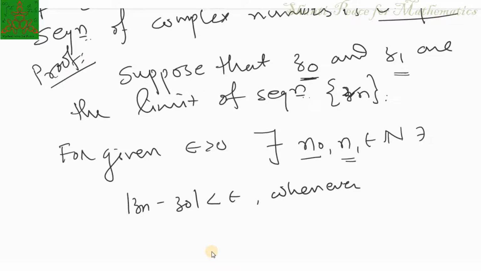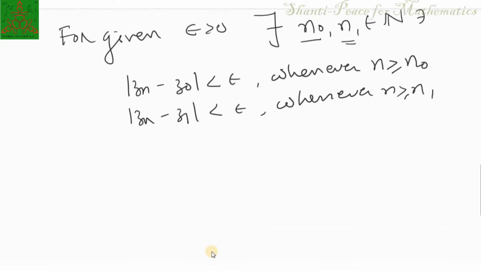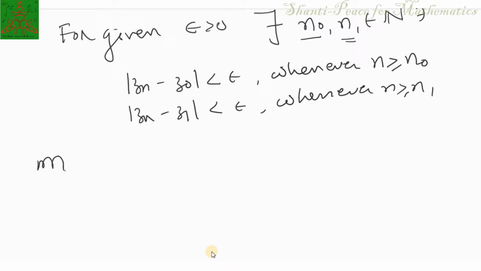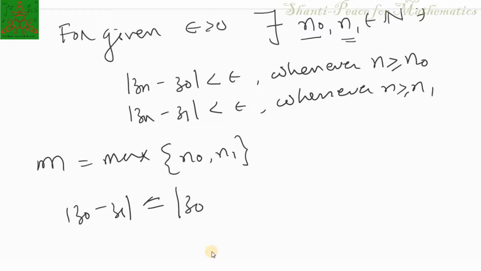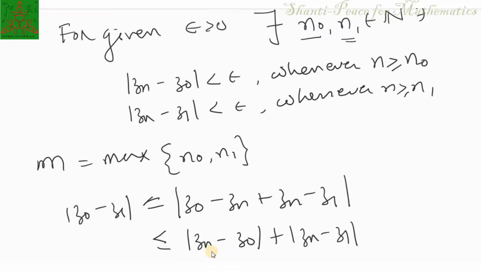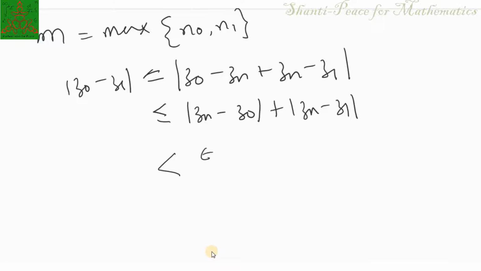whenever n is greater than or equal to n0, and mod zn minus z1 is less than epsilon whenever n is greater than or equal to n1. So I will take some m which is the maximum of n0 and n1. Now I start with mod z0 minus z1, which is equal to, adding and subtracting zn here, mod of zn minus z1 minus zn minus z0. Using the triangle inequality we can write this as less than or equal to mod zn minus z0 plus mod zn minus z1, and that is less than epsilon plus epsilon.